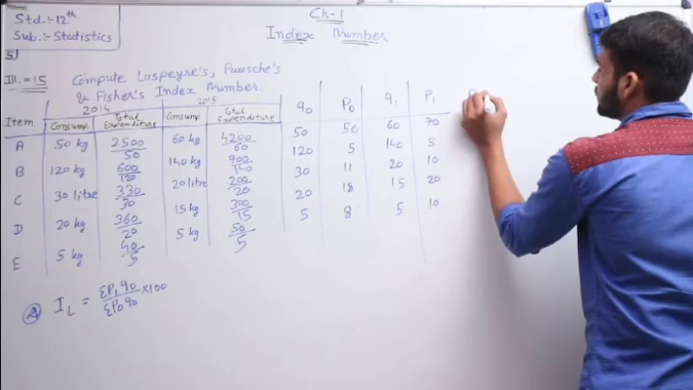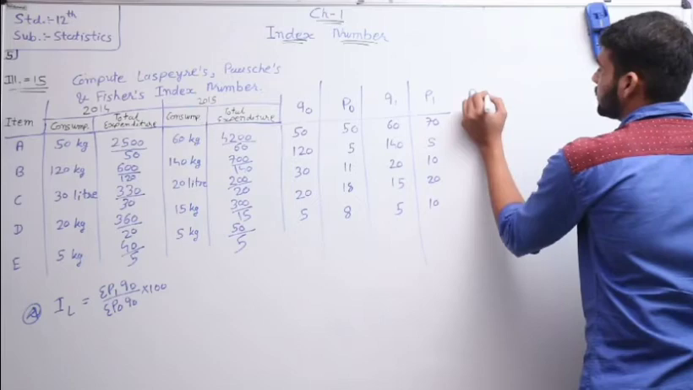multiplication of these both columns. So 50 multiplied by 60, so the answer is 3000. Then 5 multiplied by 140, so the answer is 700. Then 11 multiplied by 20, so the answer is 220. Then 18 multiplied by 15, so the answer is 270. And 8 multiplied by 5, so the answer is 40.